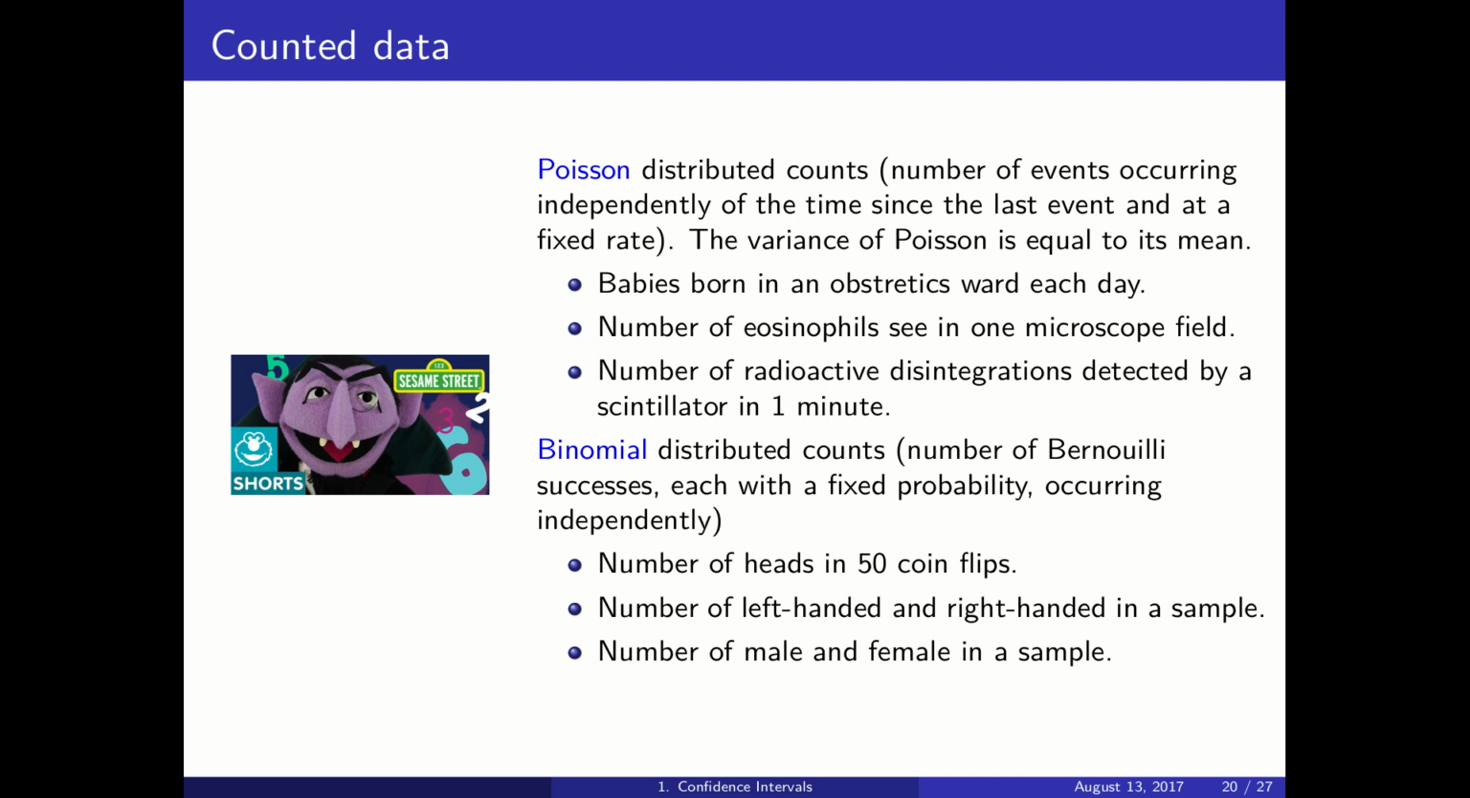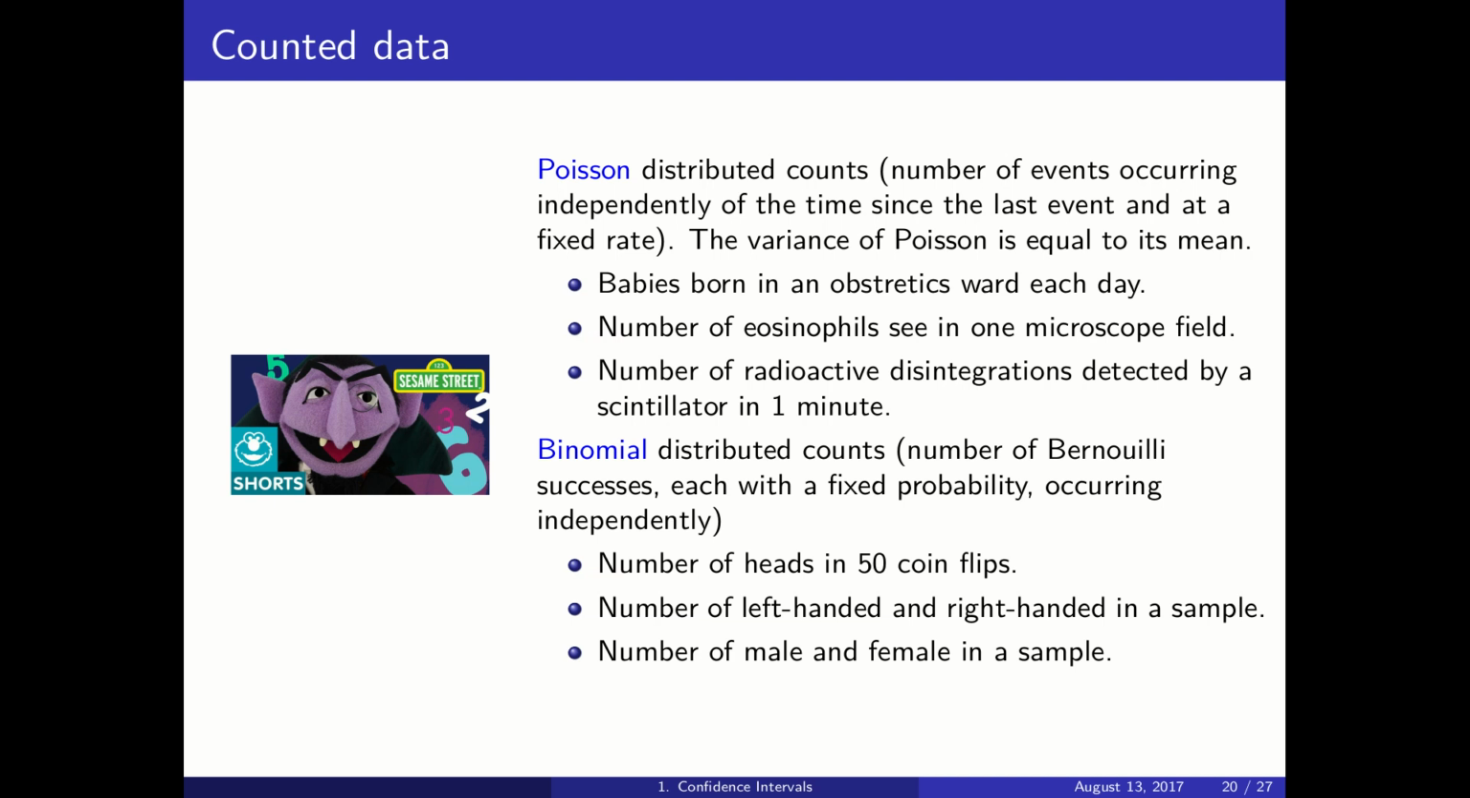So there are three distributions that are particularly of use in this context. One is the Poisson. The Poisson is the distribution of the number of events that happen independently of the time that we observe. So it doesn't matter how long it is since we saw the last event, and they occur at a fixed rate, and this is important. One of the properties of the Poisson is that its variance is equal to its mean, and it is kind of constrained, as we will see later.